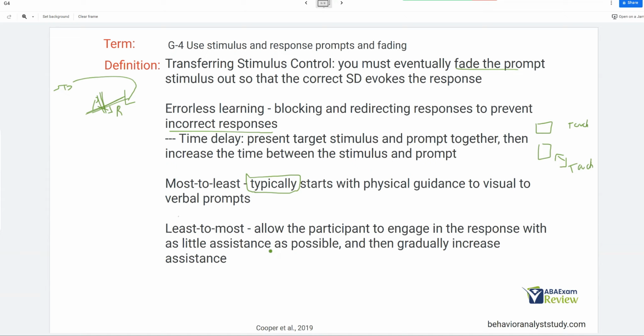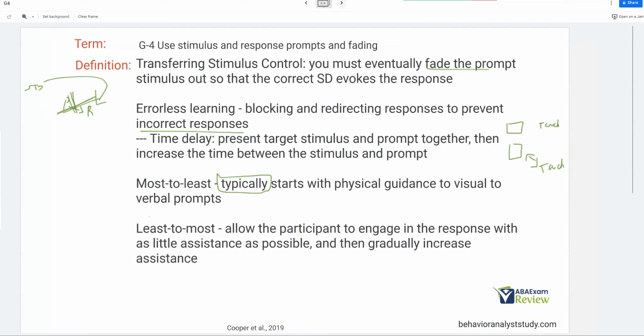Are they prompt dependent? Is it hard to fade prompts? You've got to take these things into consideration when choosing what type of strategy to use when thinking about transferring stimulus control. Remember, we plan ahead, right? So when you're planning, you've got to be thinking down the line of how am I going to transfer? How am I going to fade?